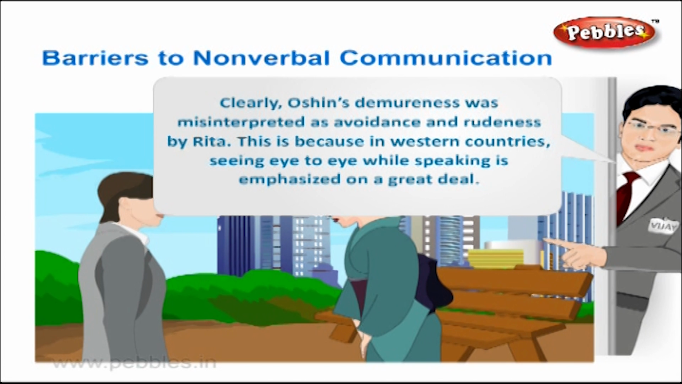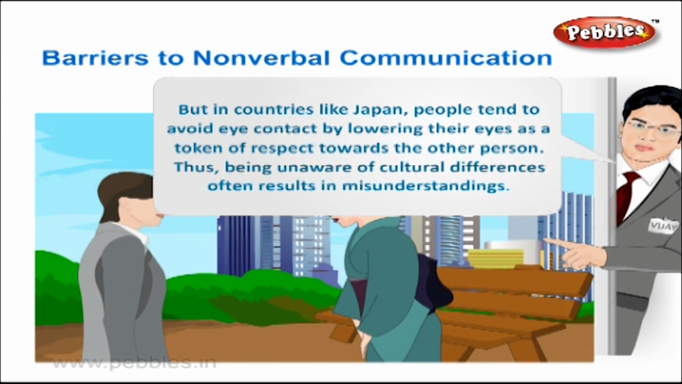Clearly, Ocean's demureness was misinterpreted as avoidance and rudeness by Rita. This is because in Western countries, seeing eye to eye while speaking is emphasized a great deal. But in countries like Japan, people tend to avoid eye contact by lowering their eyes as a token of respect towards the other person. Thus, being unaware of cultural differences often results in misunderstanding.